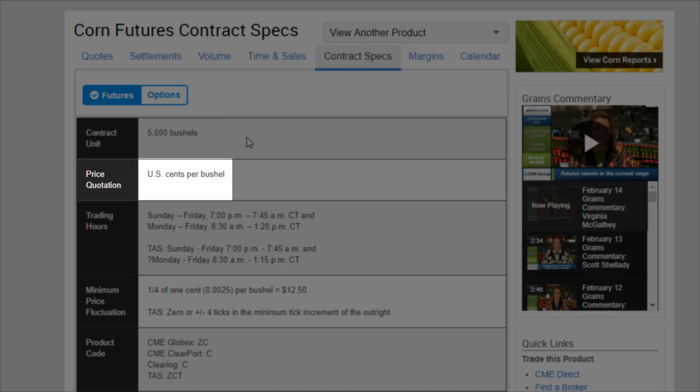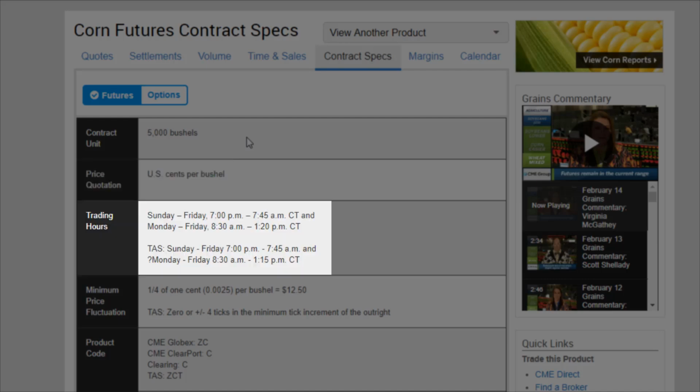Price quotation. When reading a price quote for this commodity, you need to know what the value represents. Corn, for example, is priced in US cents per bushel. Trading hours. Each contract will have its unique trading hours. Many futures markets are traded in two different formats: pit trading, which is also called the open outcry, and electronic trading. Some futures are purely electronically traded.